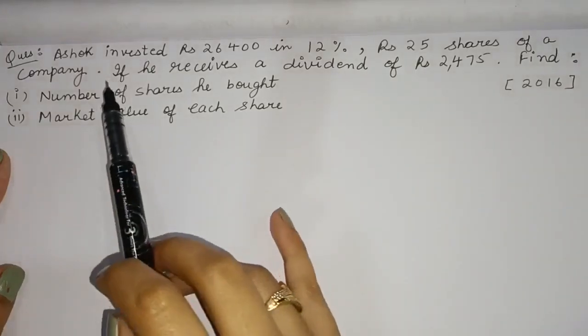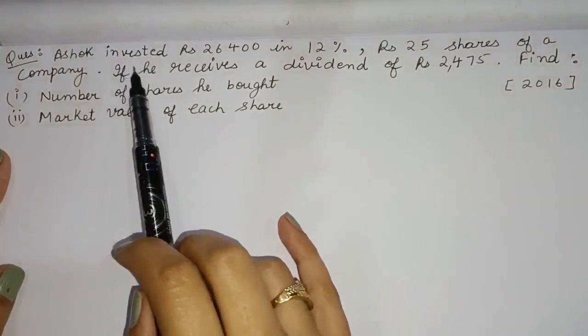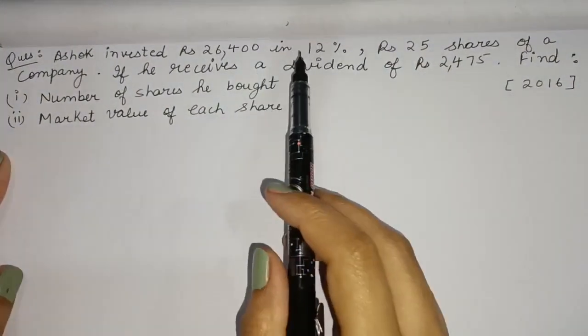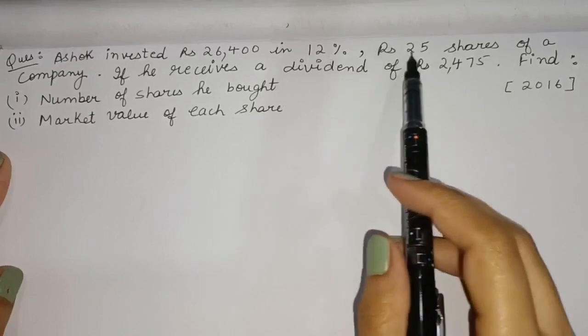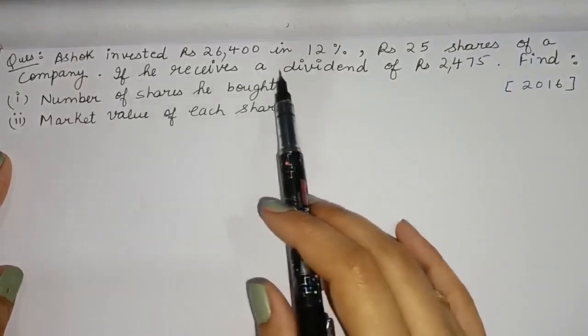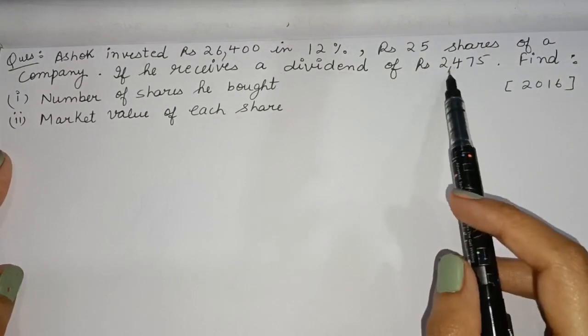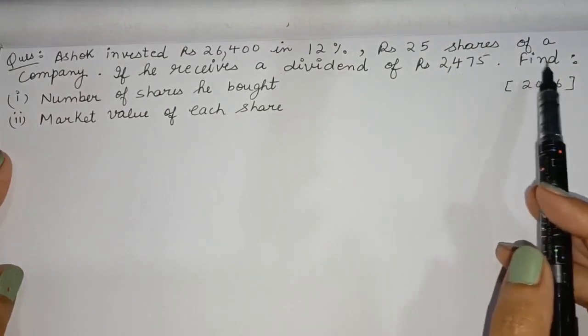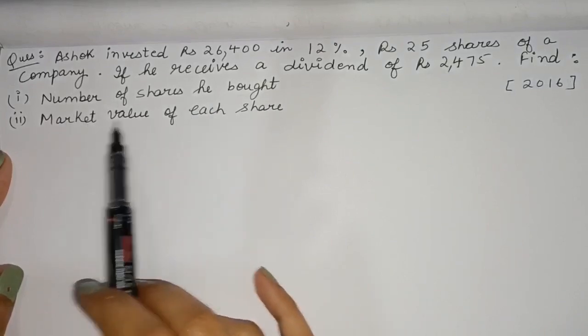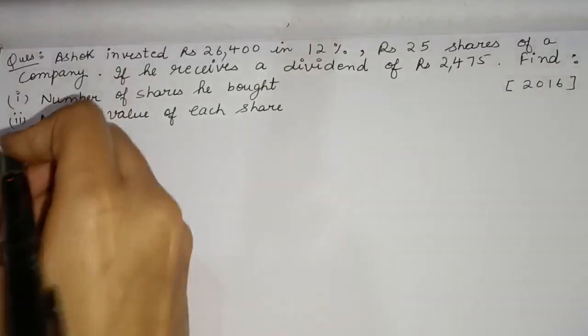And the next question is: Ashok invested rupees 26,400 in 12% rupees 25 shares of a company. If he receives a dividend of rupees 2,475, find the number of shares he bought and the market value of each share.